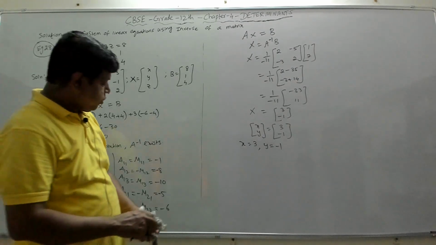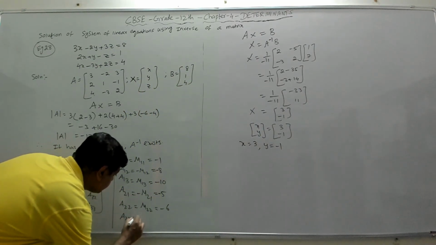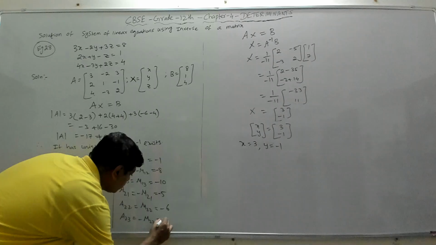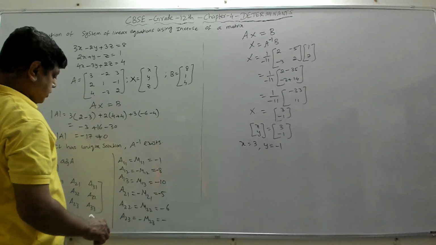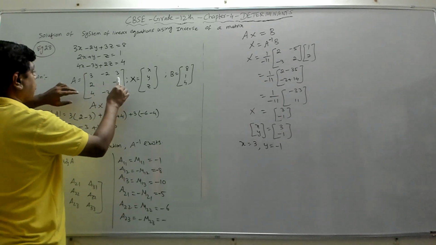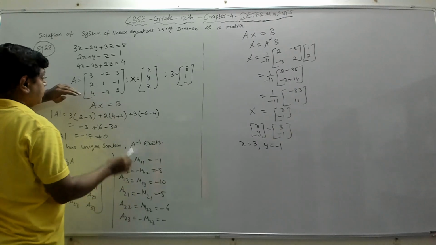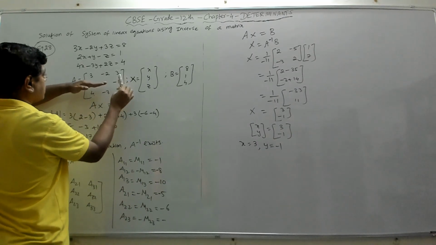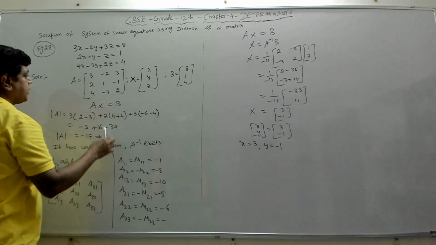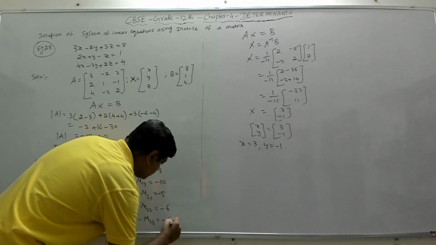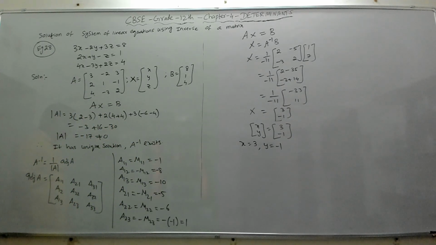Then let's go to A23. A23 is minus of M23. Second row, third column. So close this row and this column for this element. We'll get 3 3s are minus 9 plus 8. Minus 9 plus 8 is minus 1. So it will become plus 1. Your A23 will become plus 1.